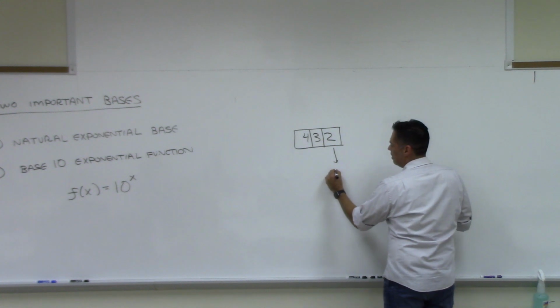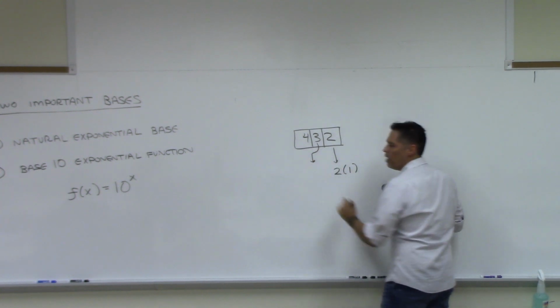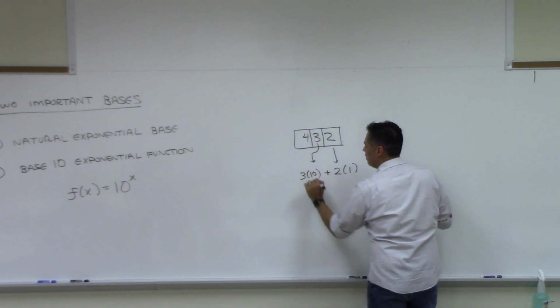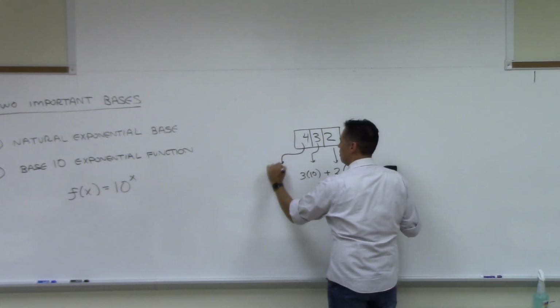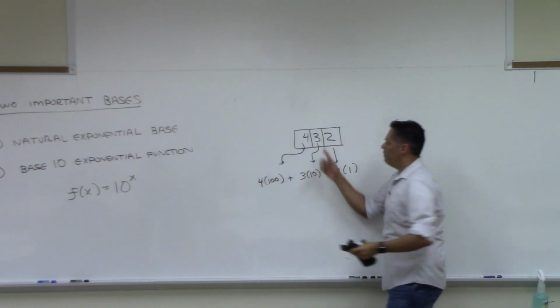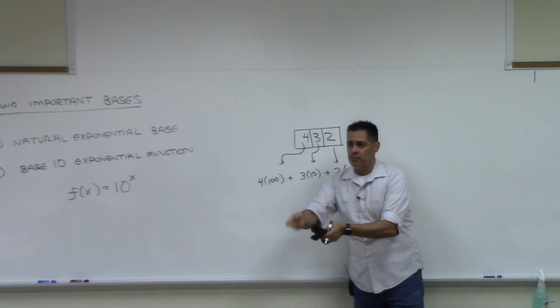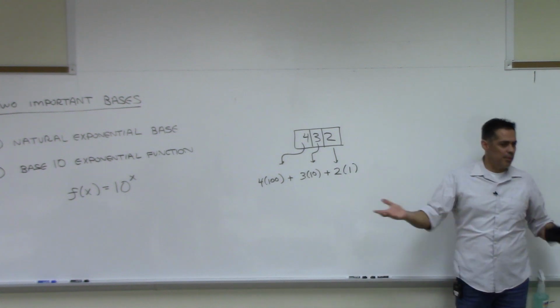So we have 2 1s, right? And then what does the 3 mean? We have 3 what? 10s, so I'm going to say plus, I have 3 10s, right? And then this means I have 4 what? 100s, right? So 432, think of money. I could hand you 4 100s, I could hand you 3 10s, then I could hand you 2 1s, and that'd be $432.